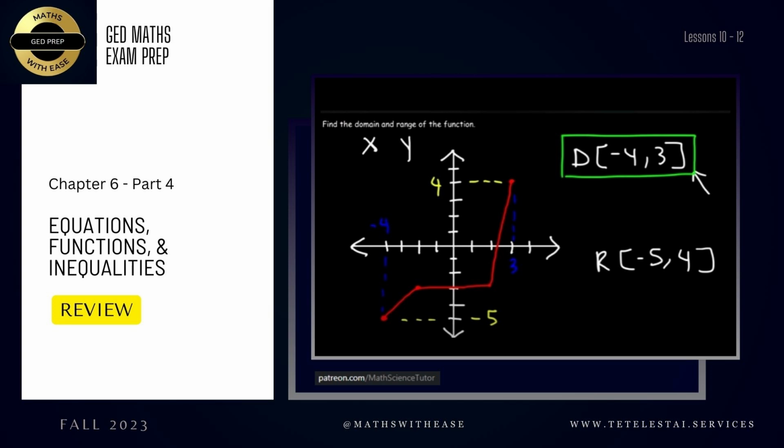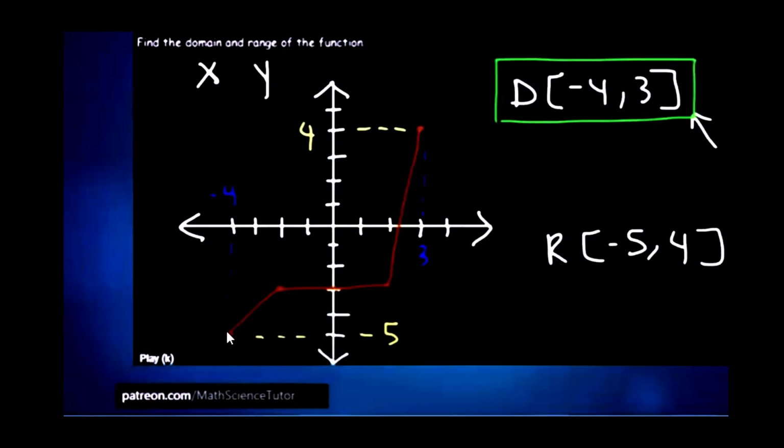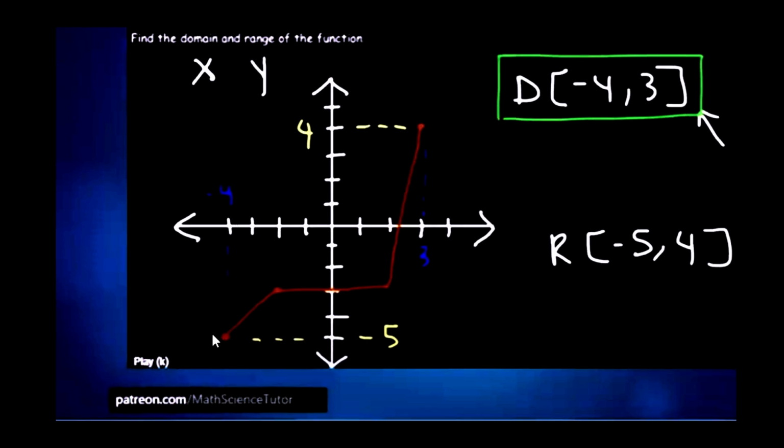For this particular function or this particular graph, let's start with the domain this time. We can see that the lowest point where our graph is defined or has a solution is at -4 along the x-axis. Here's the endpoint of our graph here. And if we follow that endpoint up to the x-axis, we see that it reads -4.